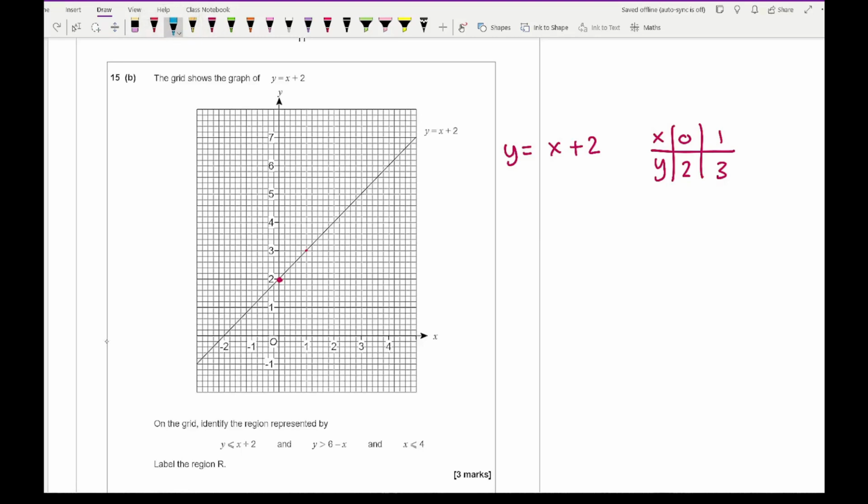So the one I need to plot is y equals 6 minus x. So if we do x and y, and we've got 0 and 1, when x equals 0, y equals 6, and when x equals 1, y is going to equal 5. So 0, 6 is here, and 1, 5 is there. And then what I need to do is draw a line connecting those points. I can do that freehand. Again, I recommend that you do use a ruler for this, and we're looking for a dashed line.